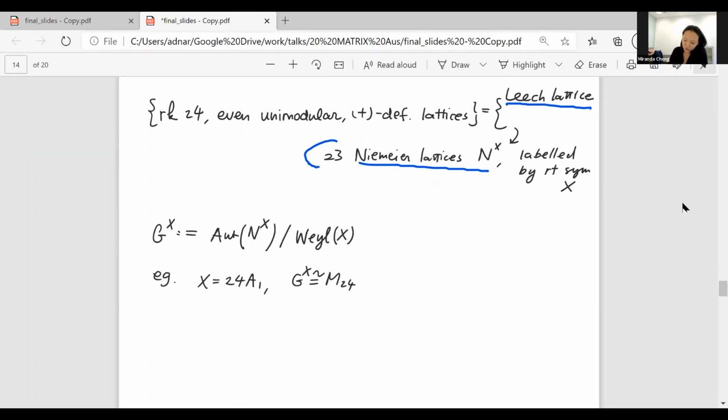then subsequently I can define for each of these 23 Niemeier lattices a finite group that I'll call G of X, where X is the root system. It is given by the automorphism group of the lattice, modded by the boring part, let's say, that's given by the Weyl group of reflections with respect to these roots. For instance, if the root system is 24 copies of A1, then indeed the corresponding group is nothing but M24, that we have just seen in the previous slide.